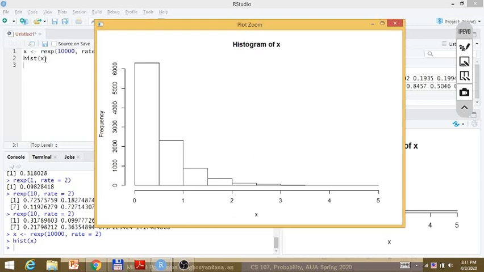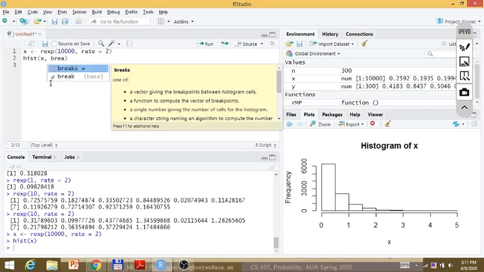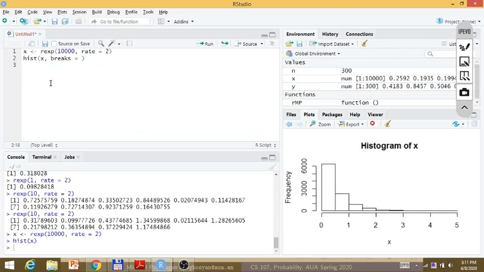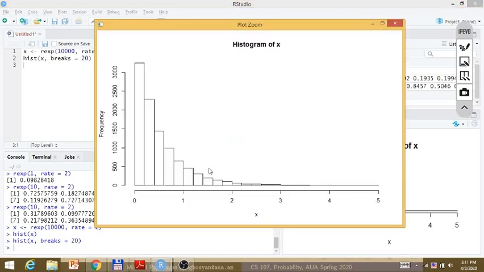Okay, I can change the histogram bin size, that width of rectangles. So I can do that with breaks. I'm just giving the number of breaks. Let me give 20 breaks. Okay, so this is a more precise calculation.